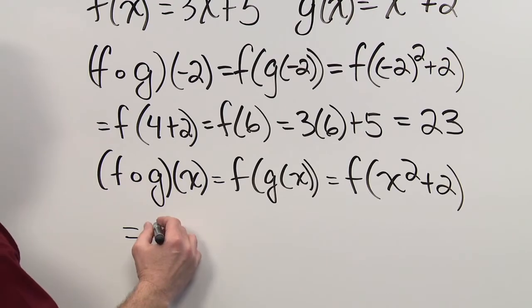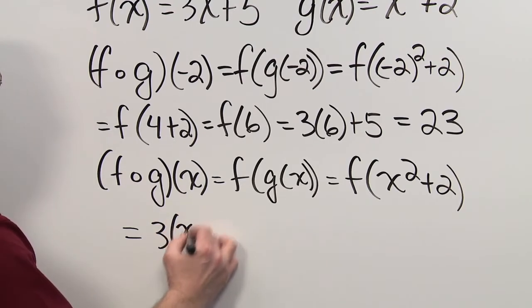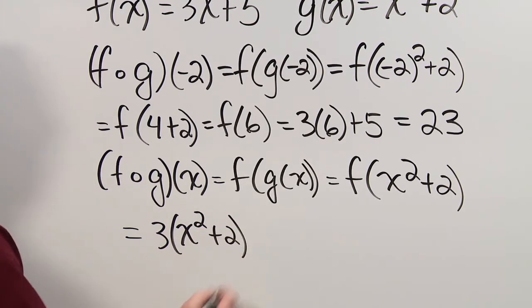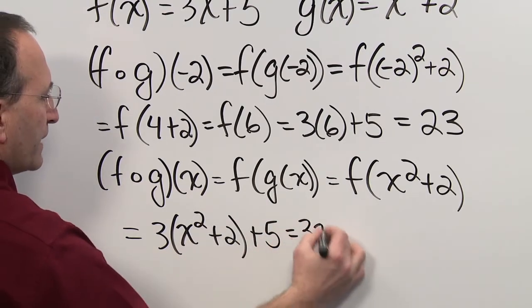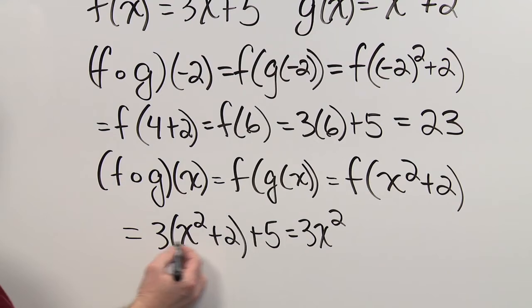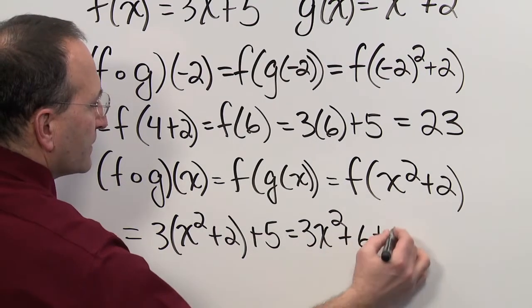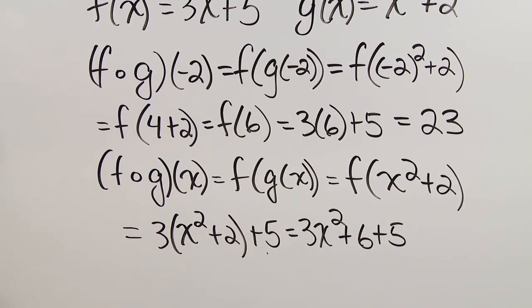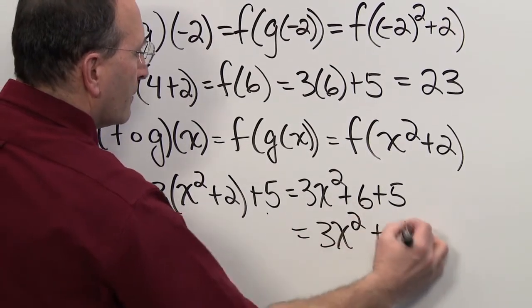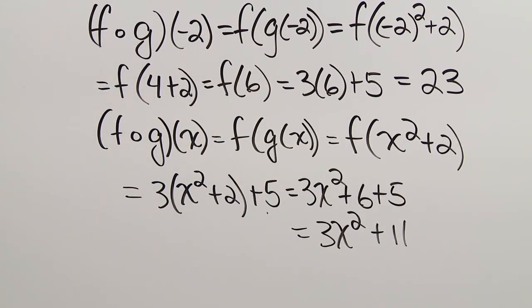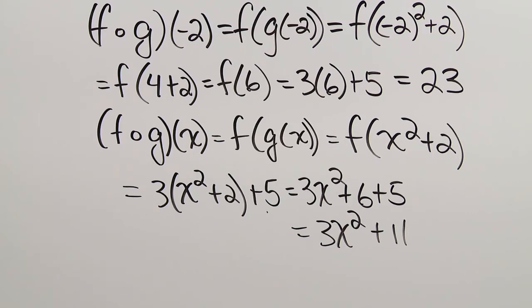That's 3 times x, so it would be 3 times x squared plus 2 plus 5. 3 times x squared is 3x squared. 3 times 2 is plus 6 plus the 5. And so this would be equal to 3x squared plus 11. So the composition of f with g of x is equal to 3x squared plus 11.